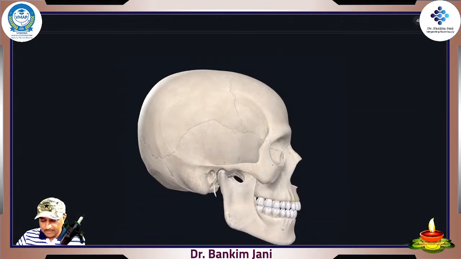They are anterior, posterior, everywhere, right? You'll find them everywhere. Some of the ligaments are in such a way that you have to separate two bones to see them.